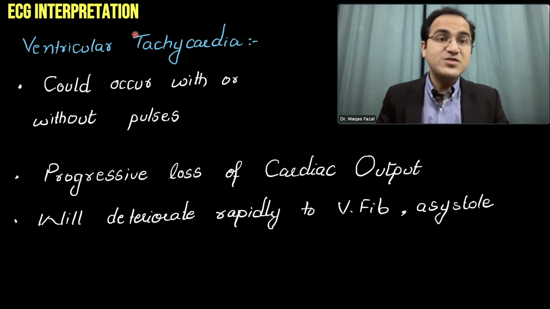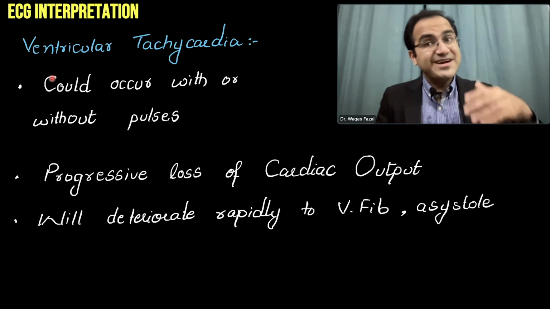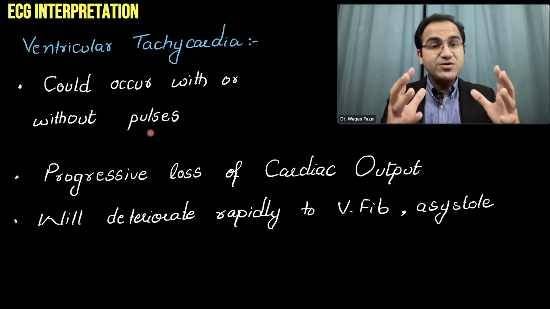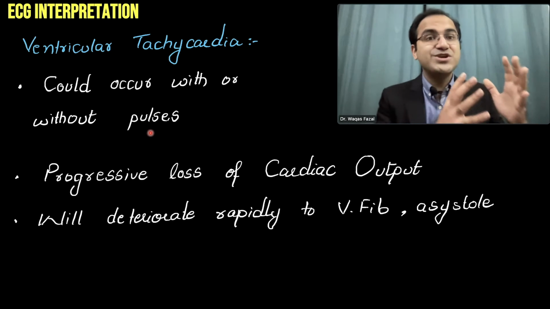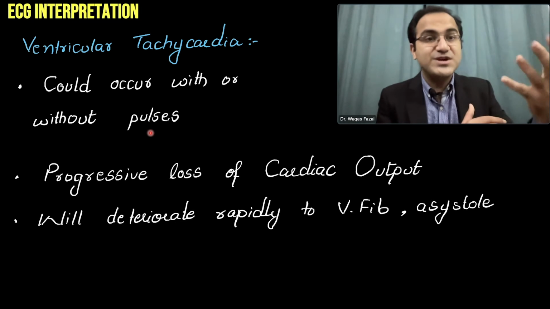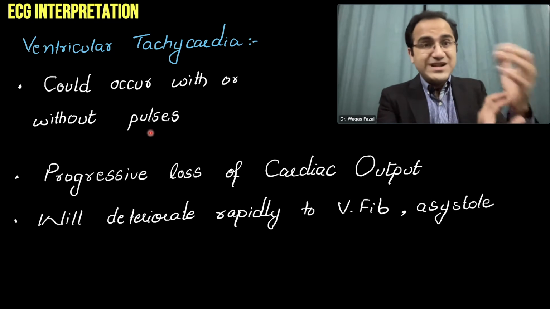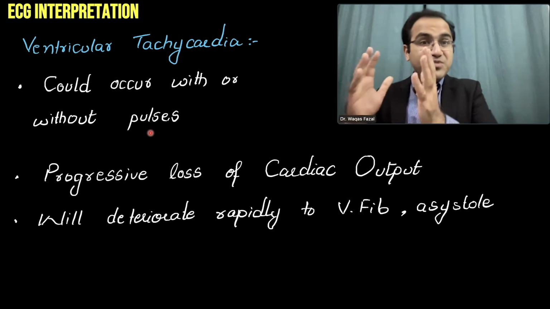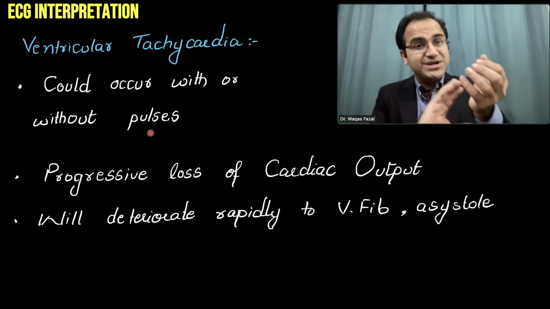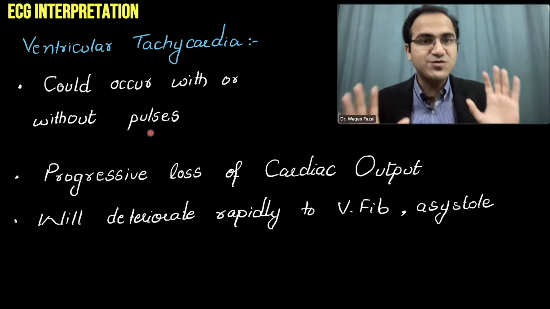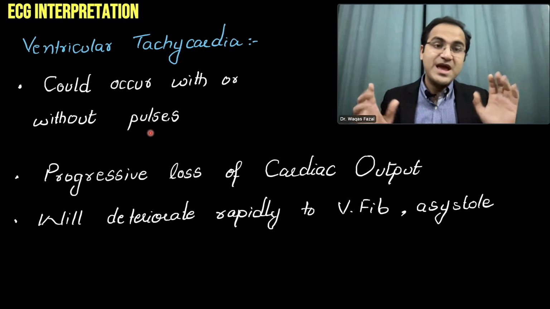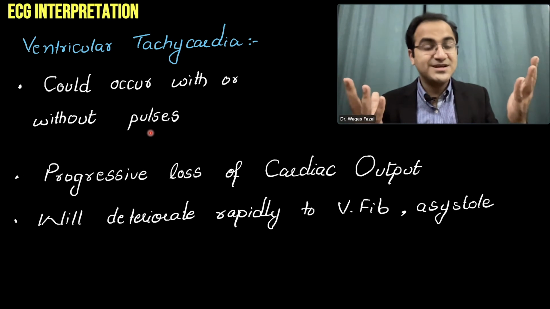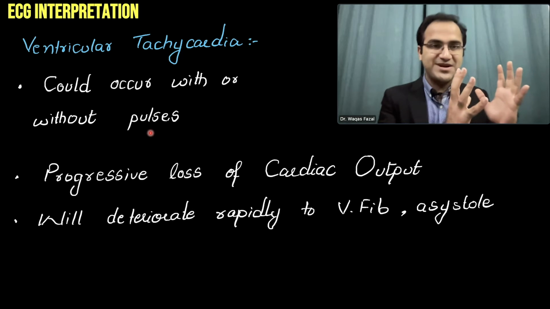Now, ventricular tachycardia in a patient can occur with or without pulses. This is an important point to differentiate it from ventricular fibrillation. In ventricular fibrillation, whenever the patient gets ventricular fibrillation, the patient becomes pulseless and unconscious. While in ventricular tachycardia, the patient can be conscious, the patient can have pulses even in the presence of ventricular tachycardia. And even in the presence of ventricular tachycardia, patients can sometimes have no pulse. That is called a pulseless ventricular tachycardia.